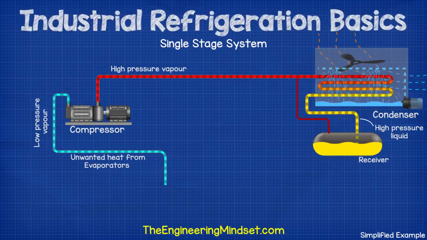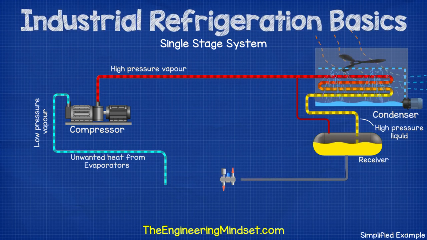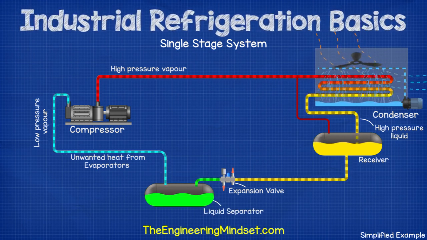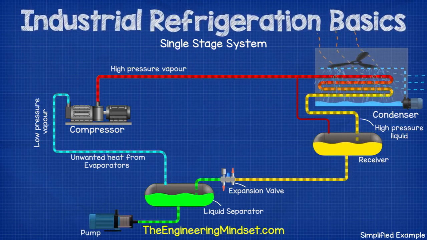This is just to provide pressure equalization and allows the liquid refrigerant to flow out of the condenser and into the receiver more easily. The refrigerant then flows to the expansion valve, which regulates the pressure and addition of liquid refrigerant into the evaporator circuit. From the expansion valve, the refrigerant flows into the liquid separator. The liquid flows to the bottom and is typically then sucked in by some refrigerant pumps.